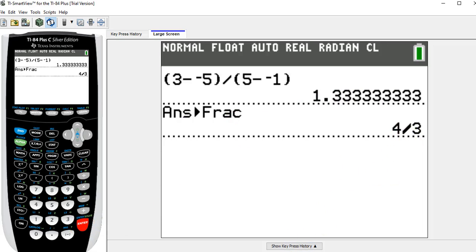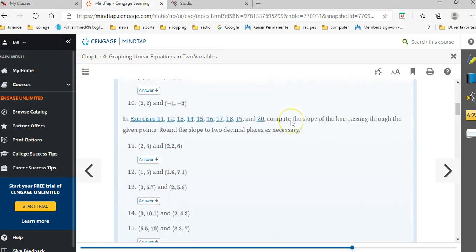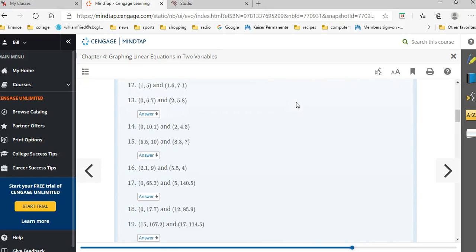Now in the second group of questions, they don't ask for the slope as a rational number. They say round to 2 decimal places. So let me take as an example, how about number 16 here? Remember, we're doing the difference in y values divided by the difference in x values.